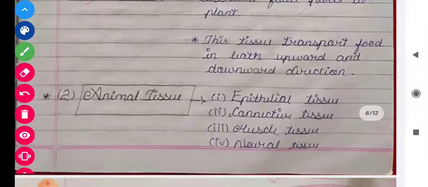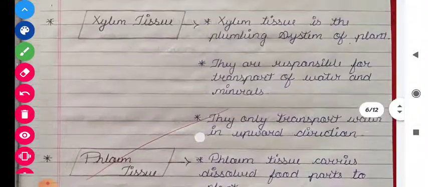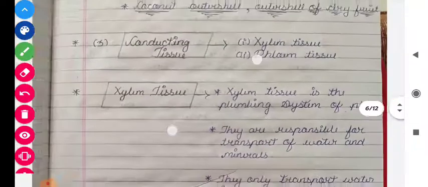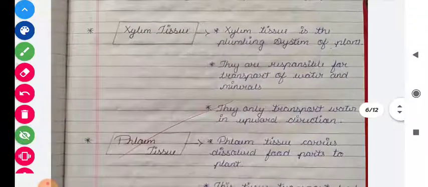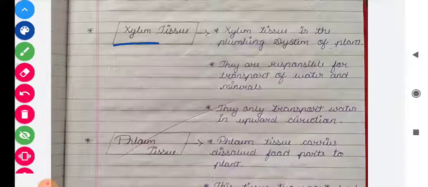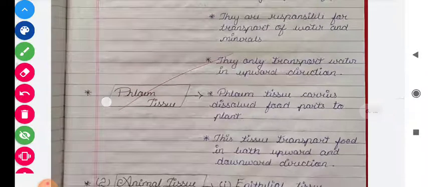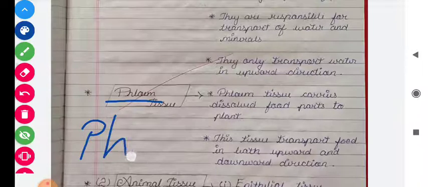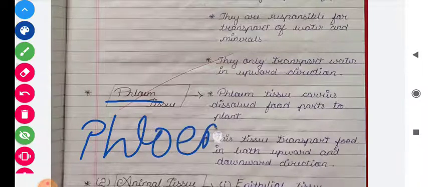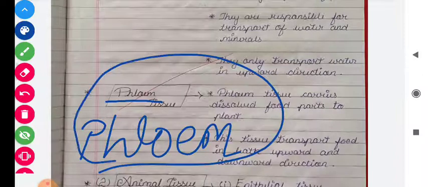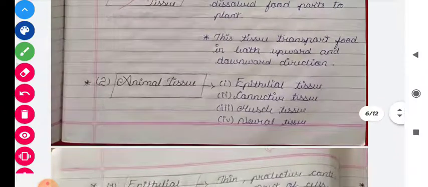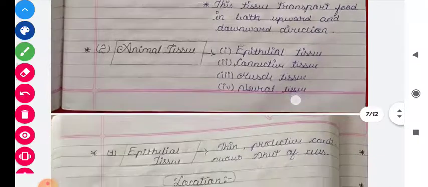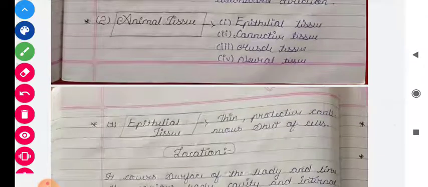So students, these are the two types of conducting tissue. Xylem, this tissue is pronounced as xylem tissue, and the pronunciation of this second tissue is the phloem tissue, phloem, phloem tissue. So here the plant tissue is over.